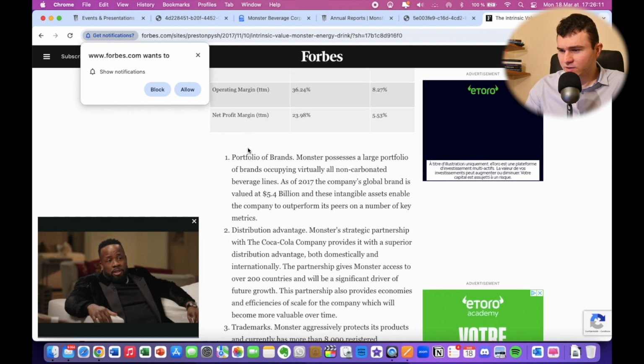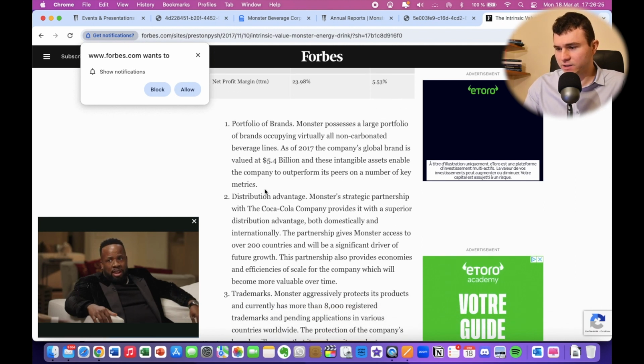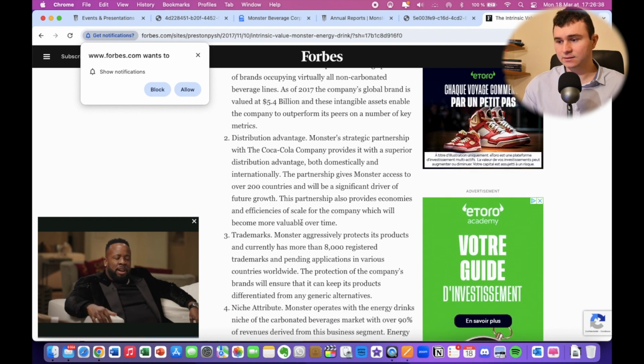The potential competitive advantages are a good portfolio of brands, a large portfolio of brands, but Coca-Cola also has a strong portfolio of brands. PepsiCo also. Distribution advantage. Okay, that's a good point. Monster's strategic partnership with the Coca-Cola Company provides it with a superior distribution advantage, both domestically and internationally.